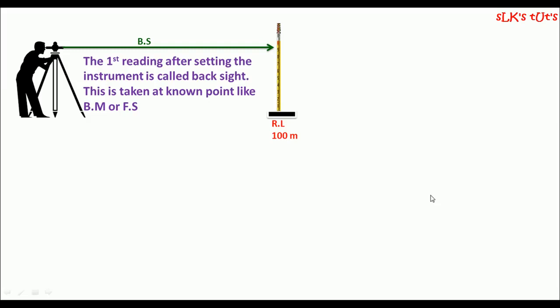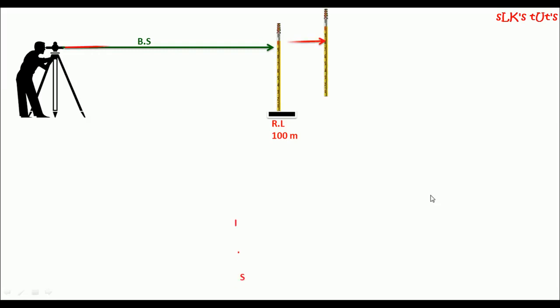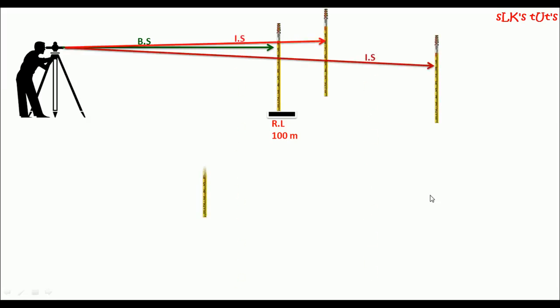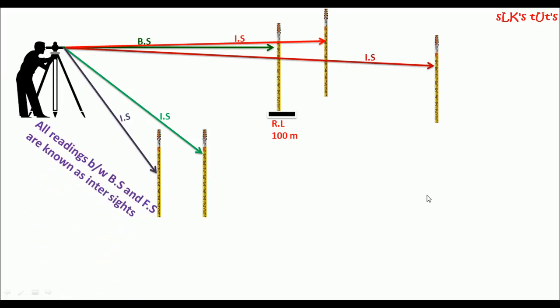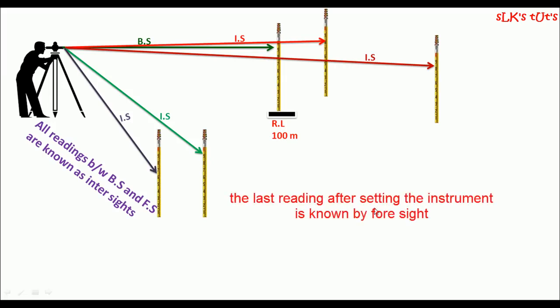After this backsight, we take intersights in our ranging area. The number of intersights may depend on our ranging area. This can be up to 1000 or 0. Here by 1000 I mean it can be more and more. So all readings between backsight and foresight are known as intersights. Then what is foresight? Foresight is just the last reading after setting the instrument.